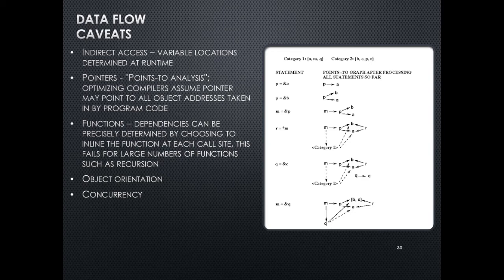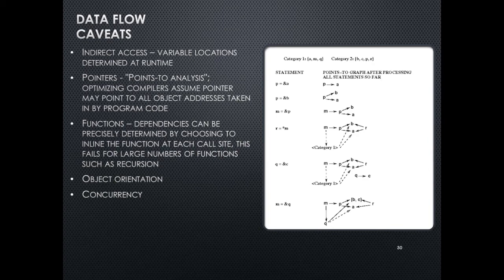Most programs have a significant number of pointers in them, depending, again, on the language construct and how they utilize pointers. Optimizing compilers typically will assume that a pointer may actually point at all of the object addresses that are in the program code in order to be safe. And so you can see very quickly that a pointer analysis can start to get out of hand. And so once again, a conservative approximation has to be made here.